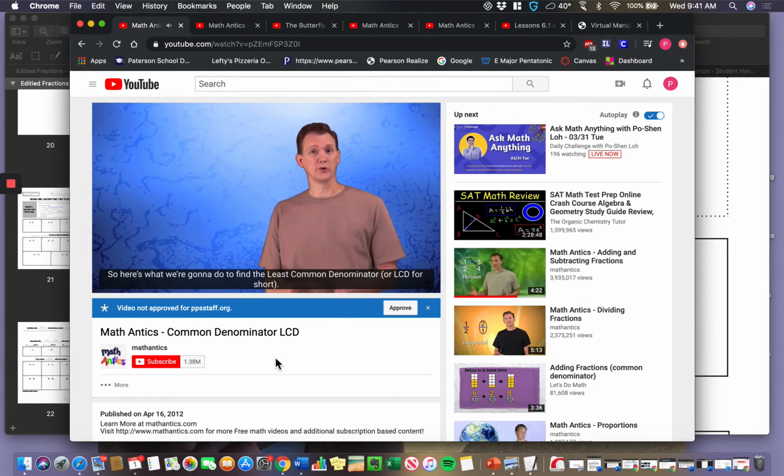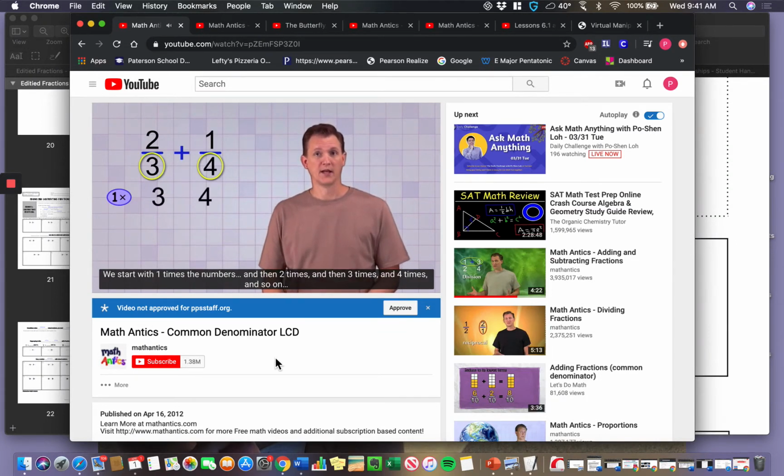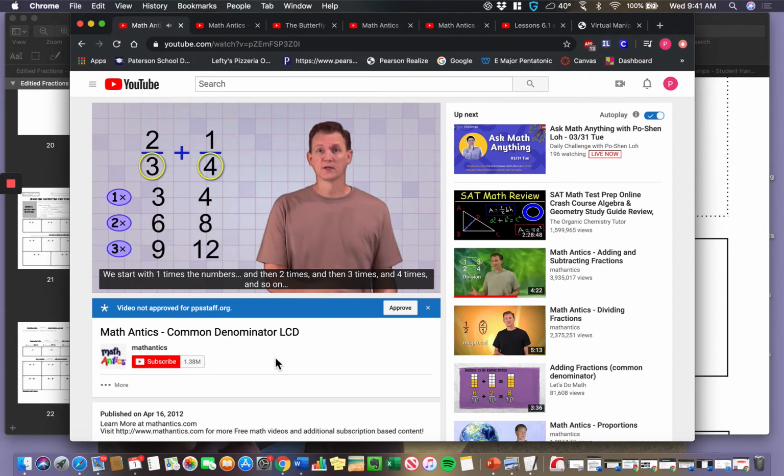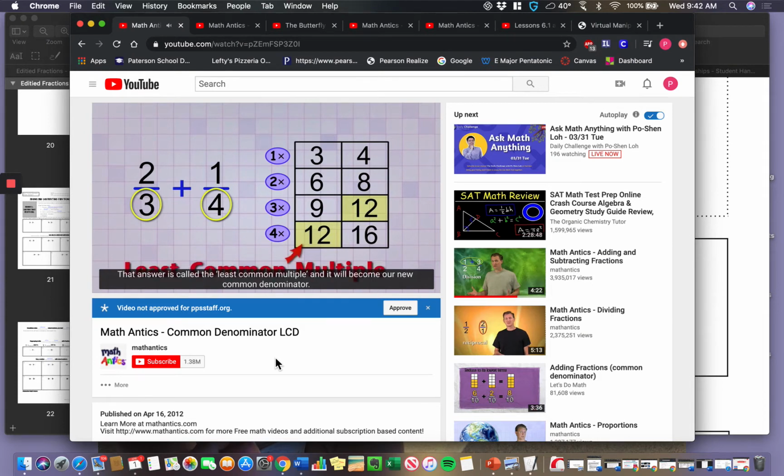So here's what we're going to do to find the least common denominator, or LCD for short. First, we'll take the two different bottom numbers and start making multiples of each of them. We start with 1 times the numbers, and then 2 times, and then 3 times, and 4 times, and so on. It helps to arrange these multiples in a small table, almost like a scoreboard, so that you can keep things organized and easy to find. We'll stop making multiples as soon as we find an answer that's the same for both numbers. That answer is called the least common multiple, and it will become our new common denominator.